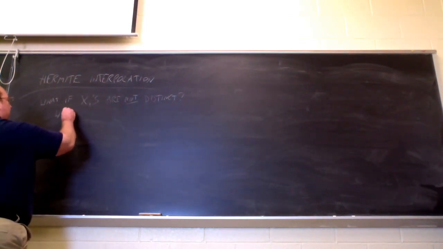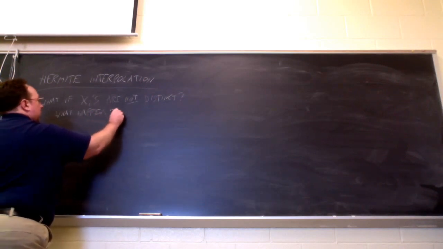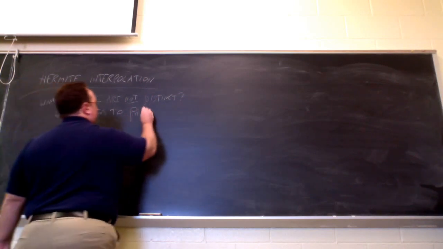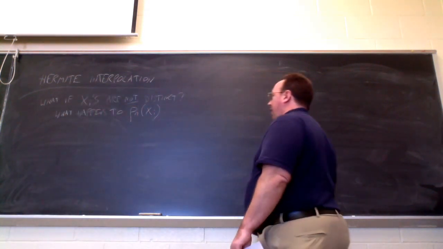So I'm going to ask a slightly different question. What happens to our interpolating polynomial at this point, at a certain point xi?